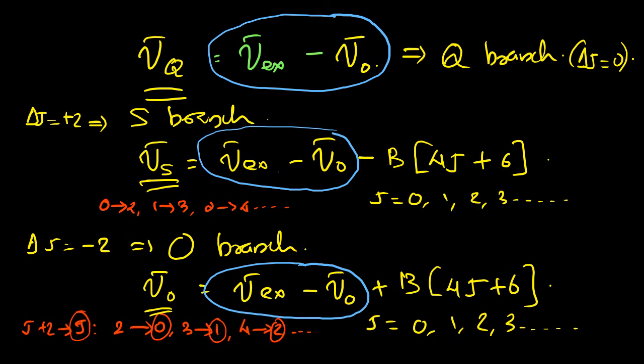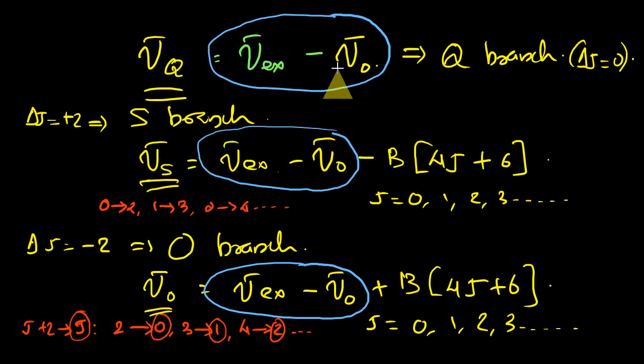If we are drawing the spectrum, it will appear like this. Here in the middle, you have a line. That line will be here, and that line corresponds to the frequency which is nu bar excitation minus nu 0. Nu bar excitation minus nu 0. Okay.